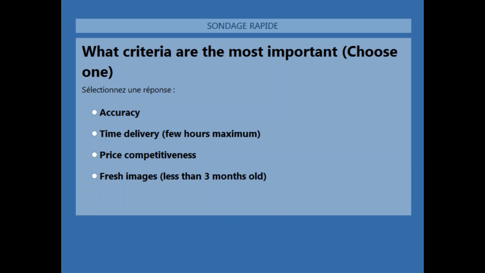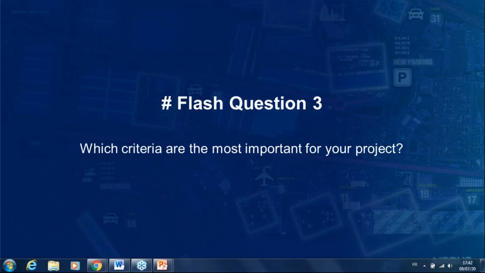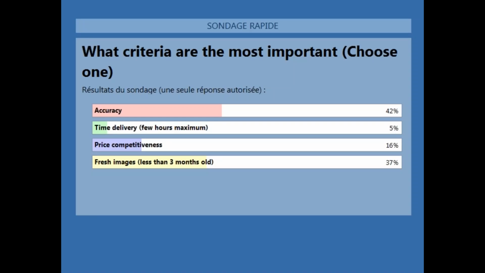We give you still a few seconds to answer. More are coming in. Okay, we are going to close the poll in a few seconds, so please enter the poll now. Okay, we are going to close the poll and display the results. We see 42% chose accuracy, 5% time delivery, 16% chose price competitiveness, and lastly, fresh imagery accounts for 37%.